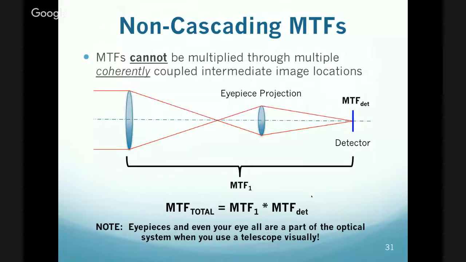So for example, if we're into, say, planetary imaging and we want to do eyepiece projection onto a detector, we have to find the MTF of both the primary of the telescope, the front end of the telescope, as well as the eyepiece that you're using to do the projection back onto the detector. So you've got to remember, even looking through the system, that the eyepiece and even your eye are all part of the optical system when you use the telescope visually.